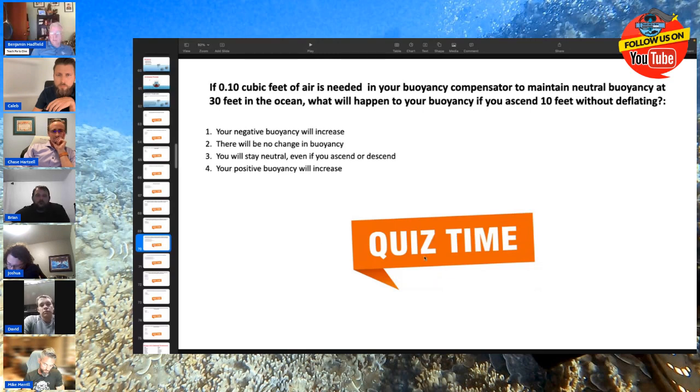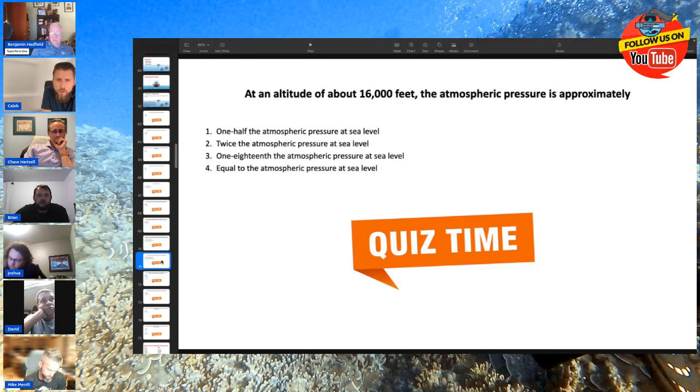All right, Brian. A 0.1 cubic foot of air is needed in your buoyancy compensator to maintain neutral buoyancy at 30 feet in the ocean. What will happen to your buoyancy if you ascend 10 feet without deflating? Your positive buoyancy will increase because at a lower pressure, you will have an expansion of volume, which will make you more positively buoyant. That's exactly right.